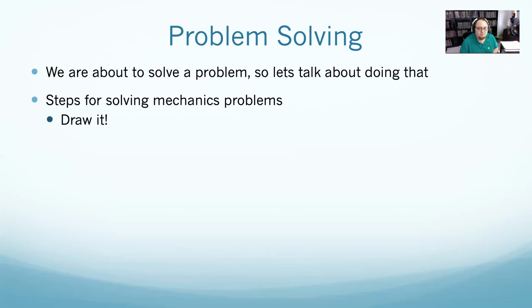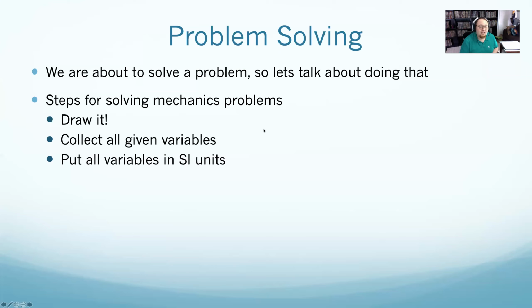Once you draw it, collect all the variables. Look at everything you know. What were you given a value for? And write down its symbols. Were you given a value for x? Okay, we know x. Were you given a value for y? Do we know y? And so on. Make sure everything is in SI units. Kilograms, meters per second. If it's not kilograms, meters per second, convert. And then I didn't say this, but as you collect all the variables, also write down the one you're looking for.